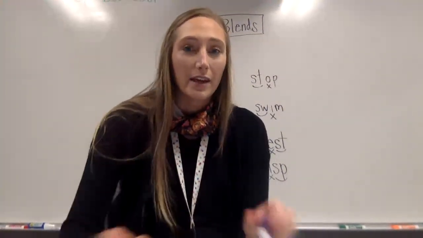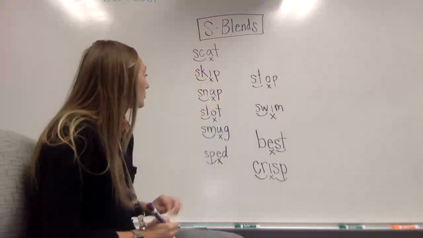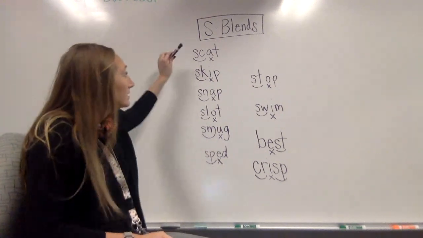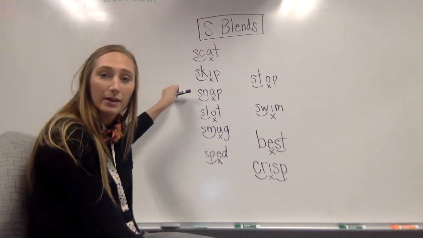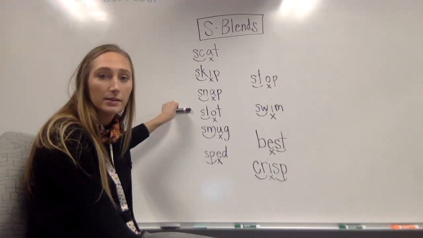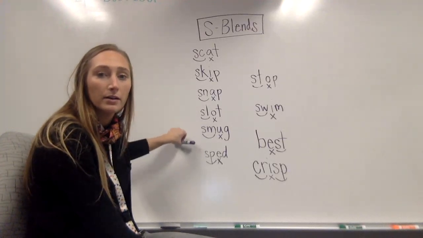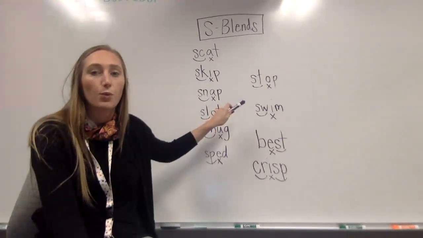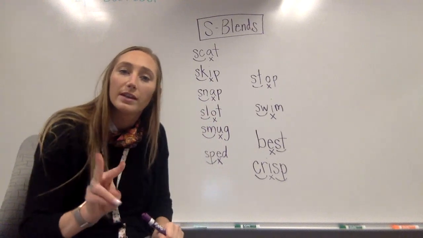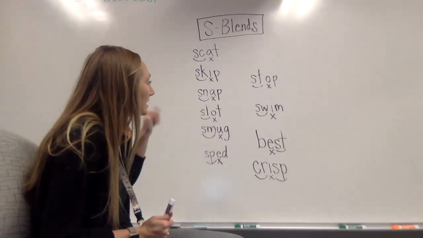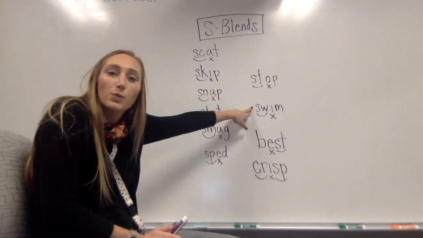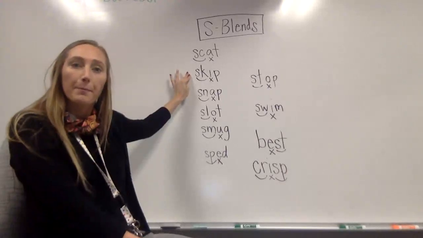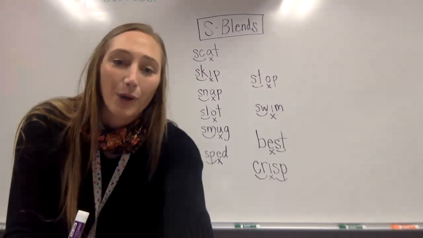Okay, so for today's activity, I want you to go through and choose at least 2 words to write word sentences about. Scat, skip, snap, slot, smug, sped, stop, swim. Choose 2 of these and create a sentence such as, I can swim, or I learned how to skip. Good work today.